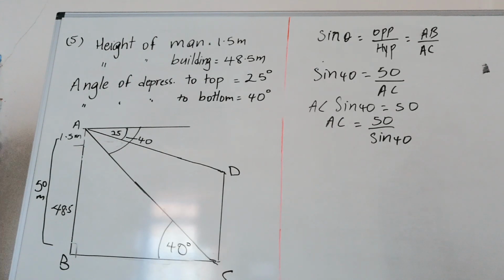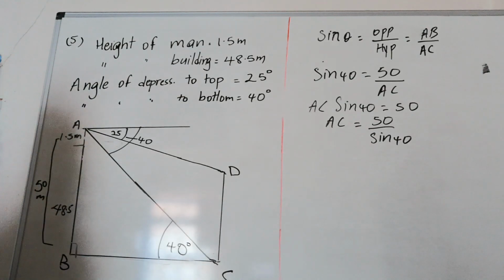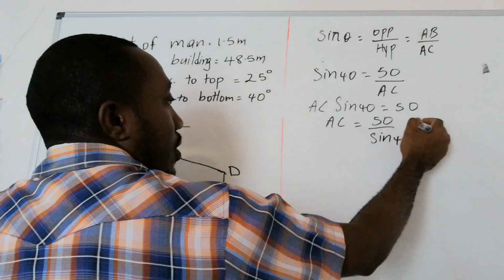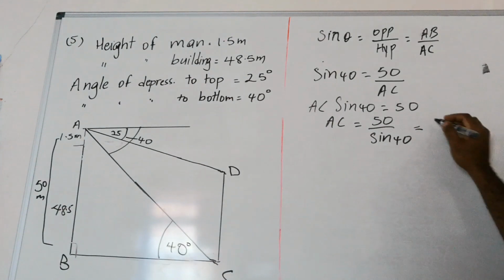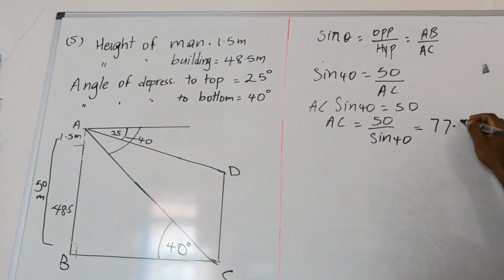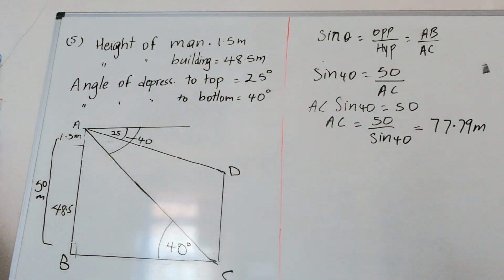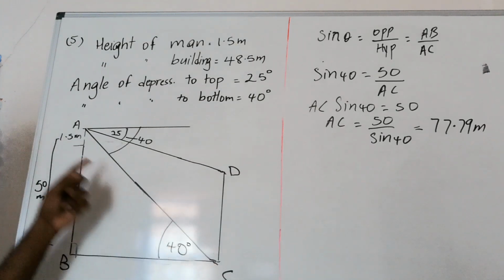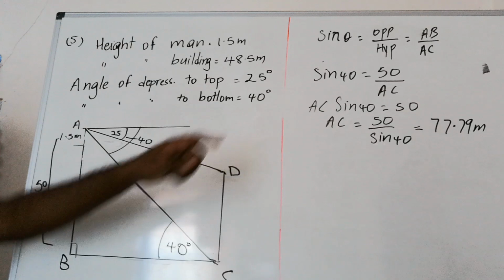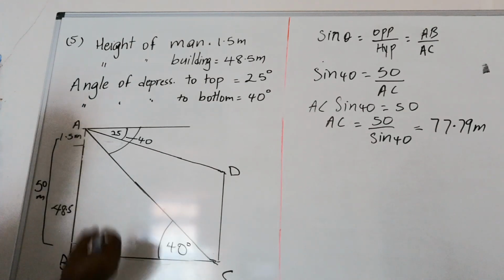Divided by sine 40 gives us approximately 77.79 meters. So therefore the distance of A to C along the man's line of sight, the distance from the top of the building to the bottom of the building on the other side of the road along his line of sight, is 77.79 meters. So let's put that in here.